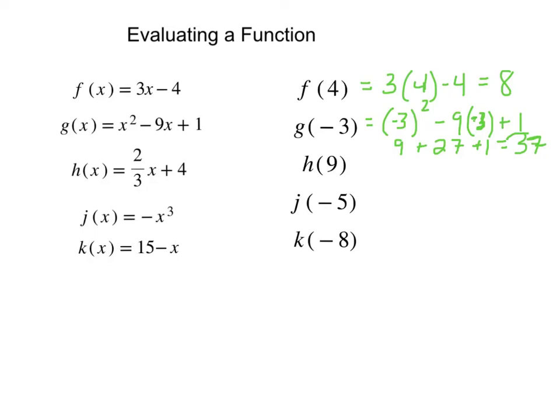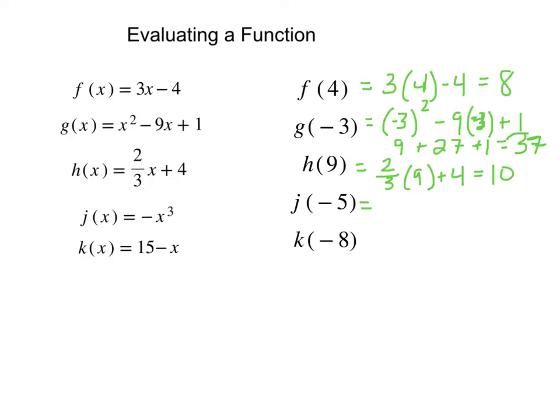All right, next one, h of x. So h of x here is 2/3 x plus 4. So we're going to find h of 9. So we're plugging it in. So 2/3 of 9 plus 4. 2/3 of 9, well, let's see. 1/3 of 9 would be 3. So 2/3 of 9 would be 6, plus 4 is 10.